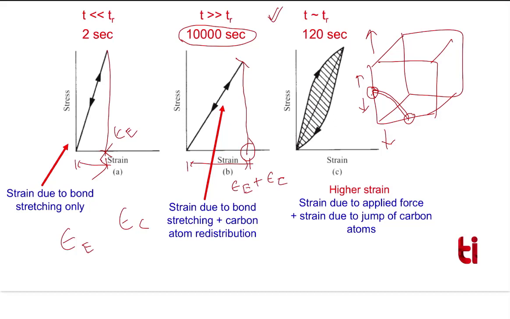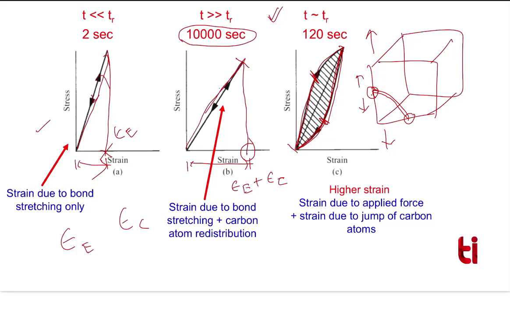Now consider the third case where the given time of loading and unloading is comparable to the relaxation time of carbon. So you stressed, the elastic strain occurs here. Now carbon, because time is comparable, now gives strain due to carbon occupancy. You release the load for 120 seconds again. First the elastic strain recovered, this portion, and the recovery with time is the strain due to carbon occupancy.